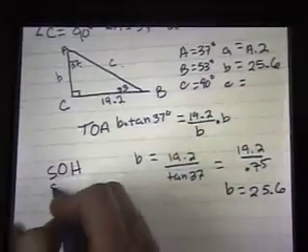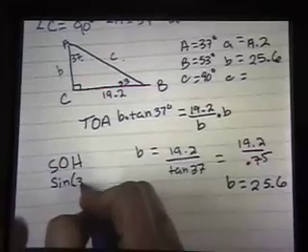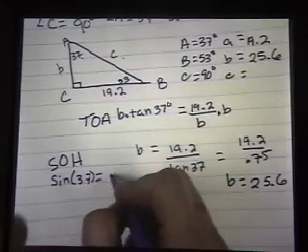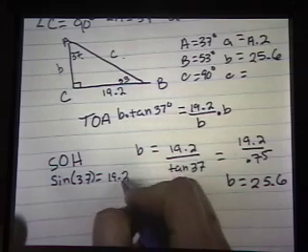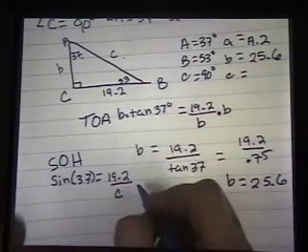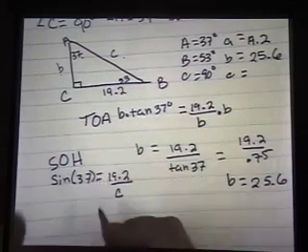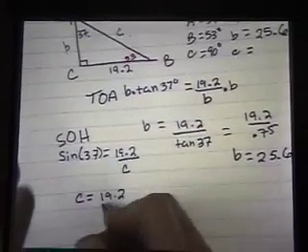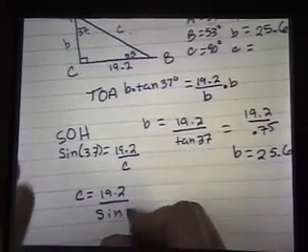So here we go. The sine of 37, the angle given, equals opposite. We said opposite was 19.2, divided by hypotenuse, which is C and what we're trying to solve. Again, we're going to multiply both sides by C. In the end, we're going to get C equals 19.2 divided by the sine of 37.